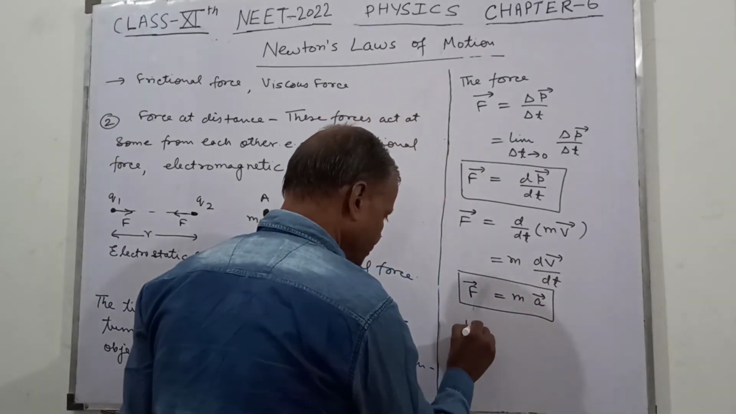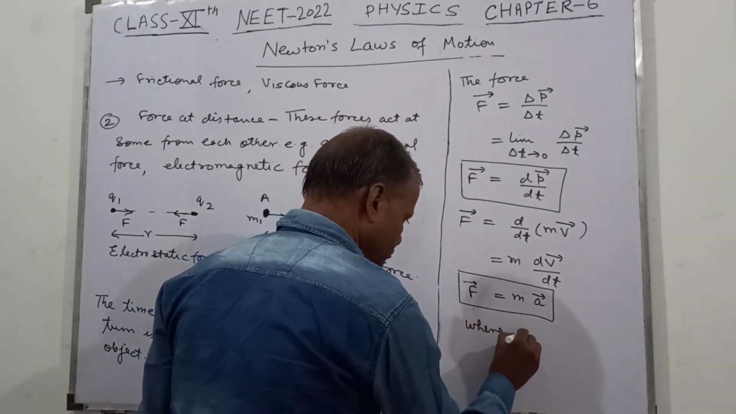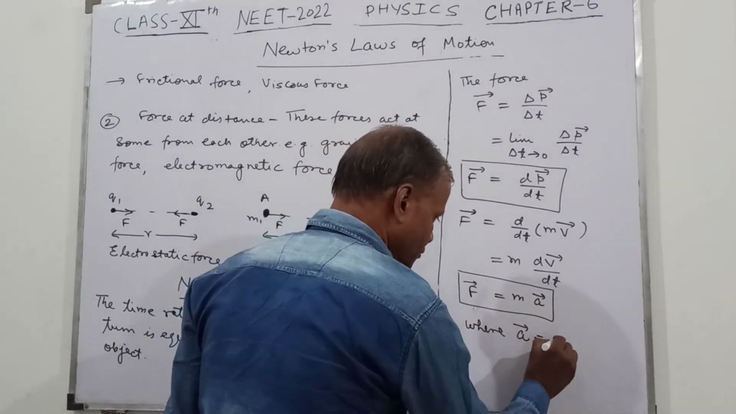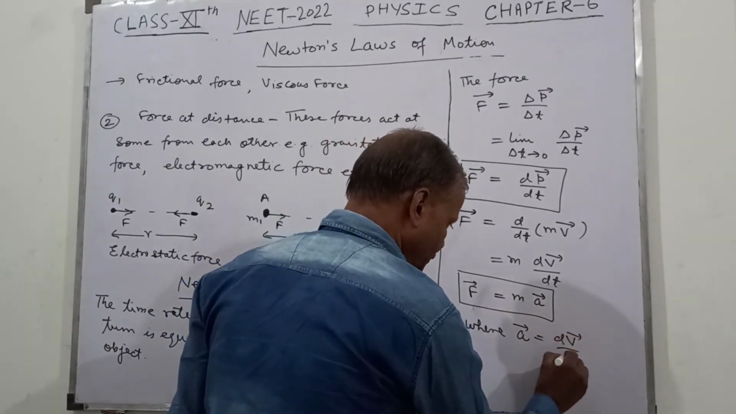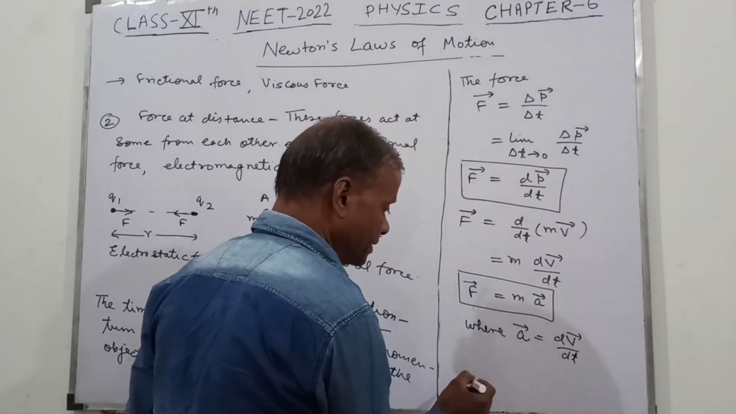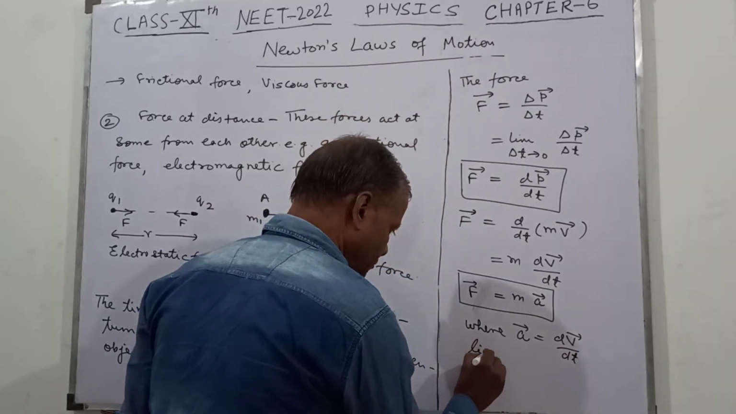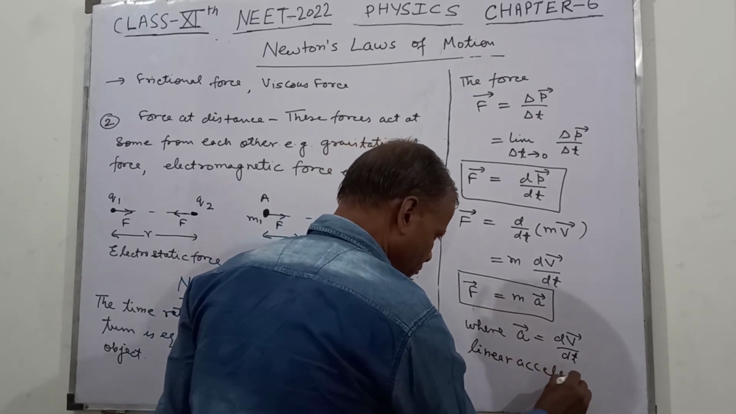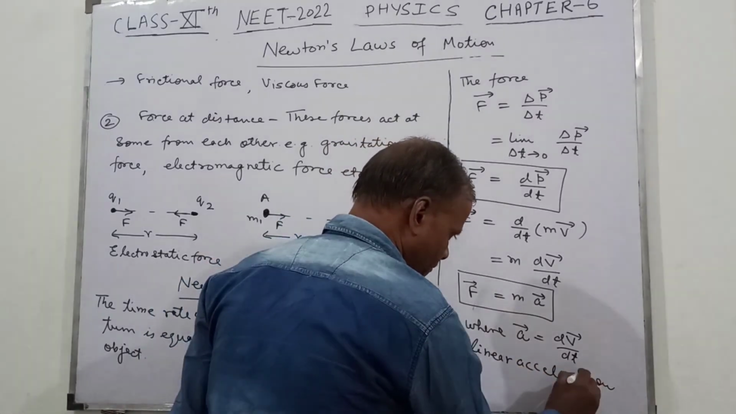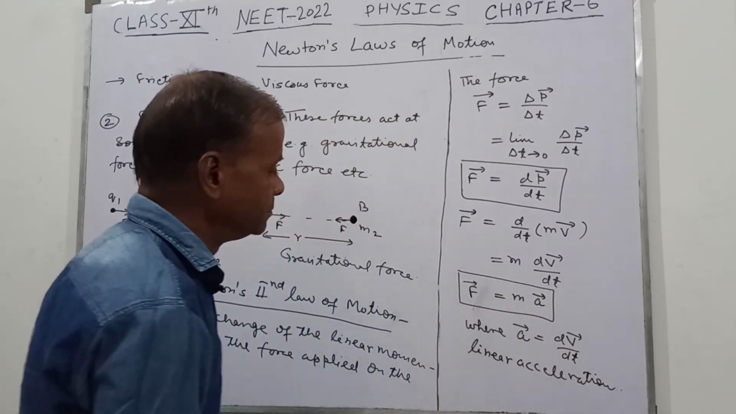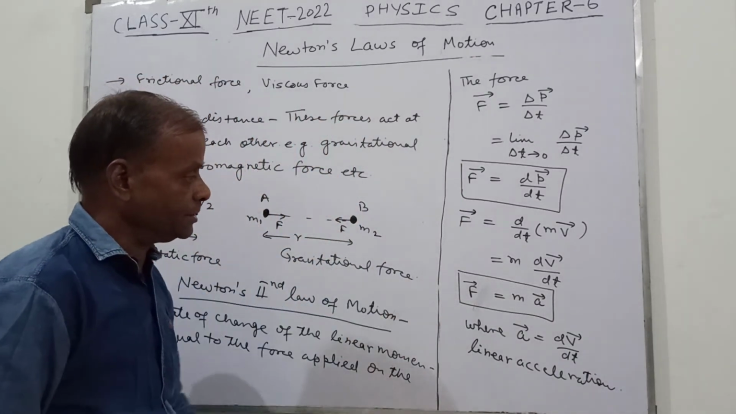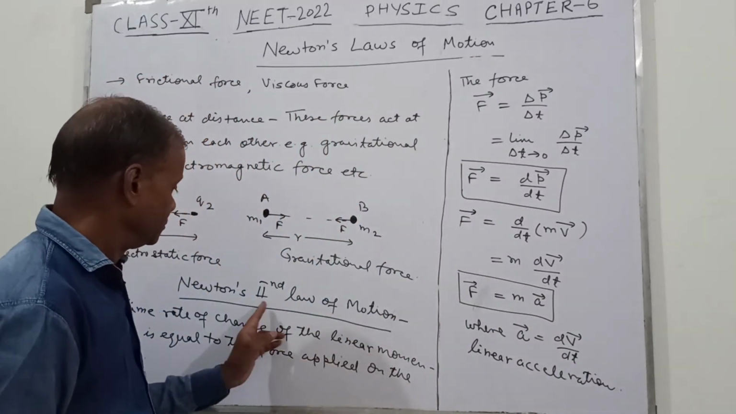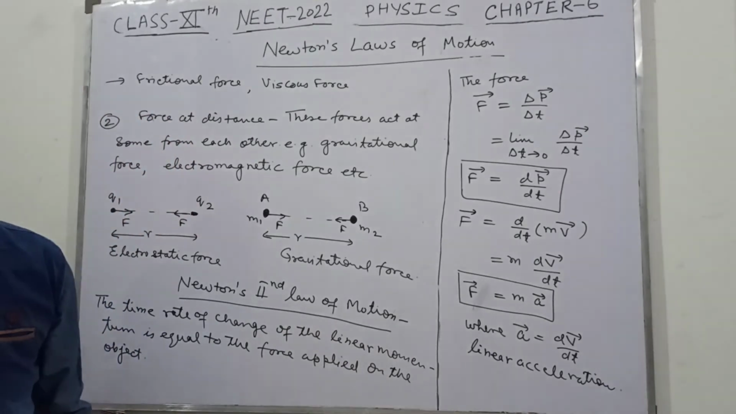Where a is equal to dV upon dt, the linear acceleration. This is the second law of motion.